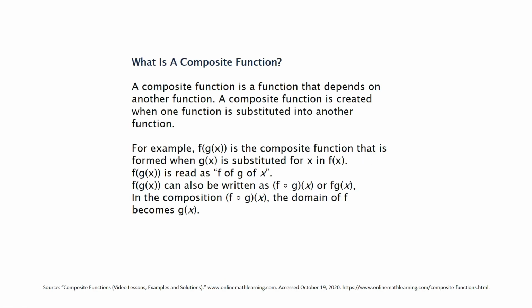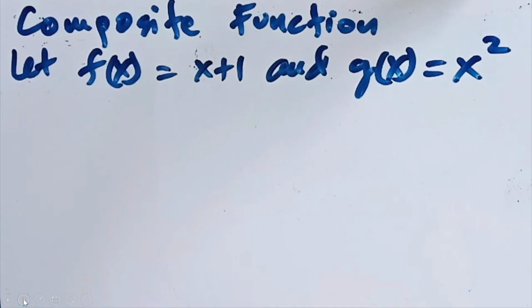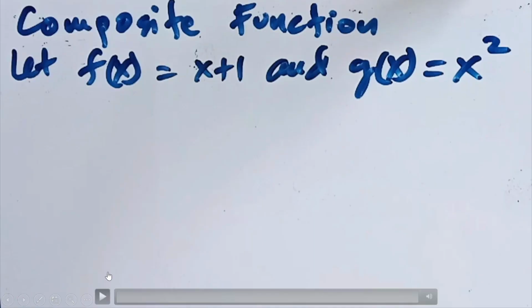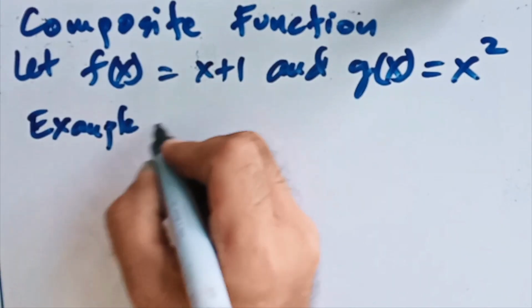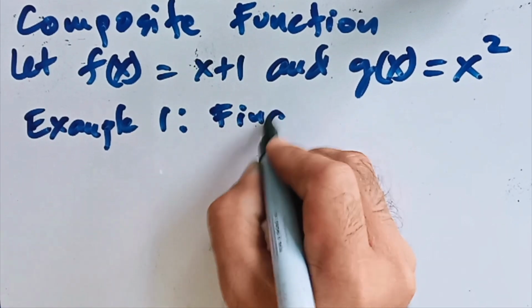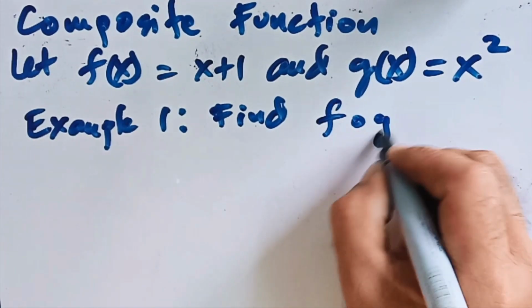Let us practice composite functions. By definition, a composite function is a function that depends on another function. A composite function is created when one function is substituted into another function. So let us try some examples using the same values of f of x and g of x. Let's say, for example, find f of g.